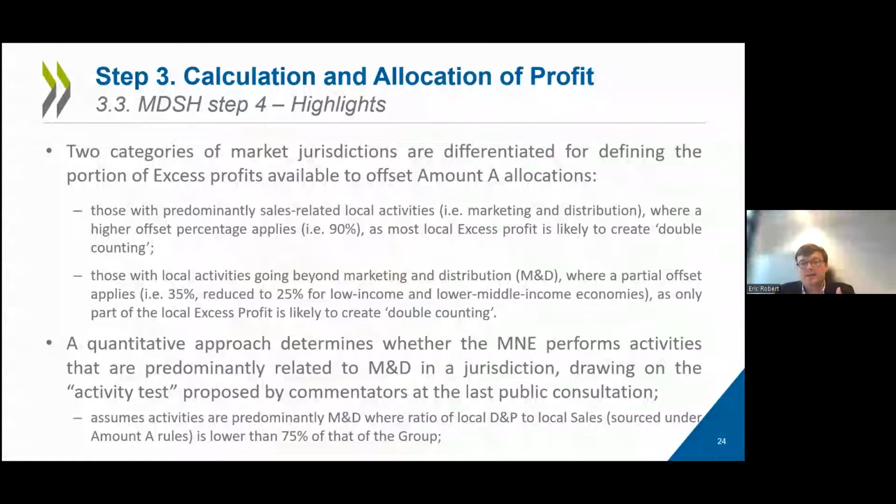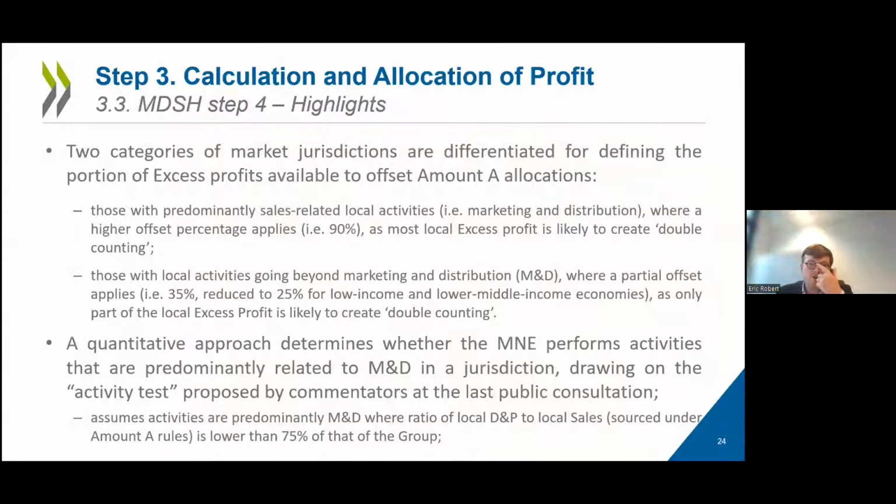And that's because the local excess profits that you identify under the prior steps would typically be related to those marketing and distribution activities. So the duplicative nature of that excess profit with amount A is clearer, and this is why you basically apply a higher offset percentage of 90%.